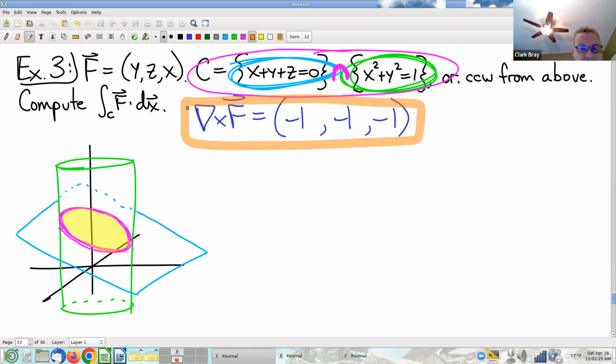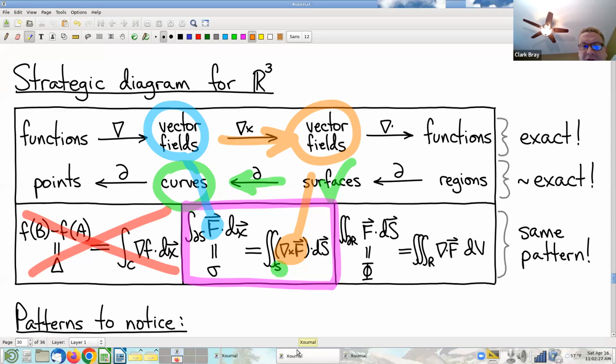So this curl calculation did us a couple of favors. Computing this curl, on the one hand, that's what eliminated the fundamental theorem of line integrals as a possibility. It's also, as we see now, going to be my integrand for my Stokes' theorem calculation.